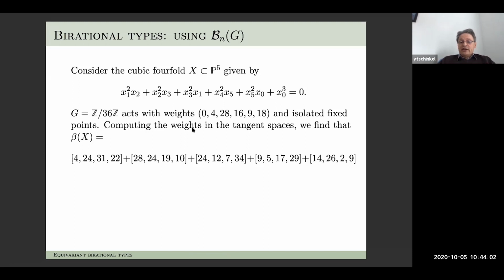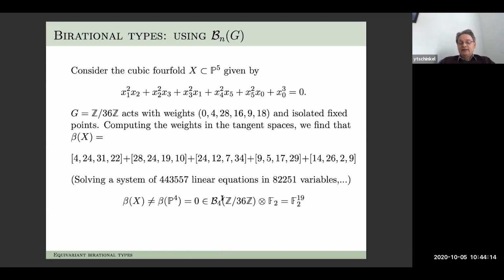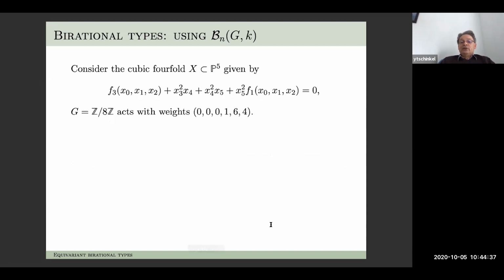So for each of those, I can compute the weights on the tangent spaces, and I get this collection of symbols. Now I need to check that the sum is non-zero in the group B4 of Z mod 36. And indeed, in this case, the projective space gives 0, and the cubic fourfold gives non-zero. And so the conclusion is that this cubic fourfold is not G-equivariantly birational to P4 with this linear action of Z mod 36. All right. So now let me show you the application of B_n G K, the more refined invariant.